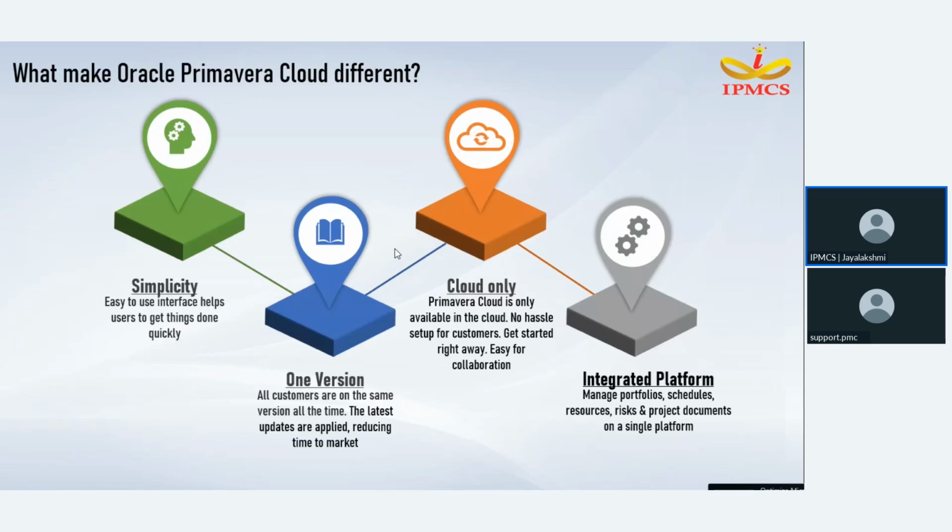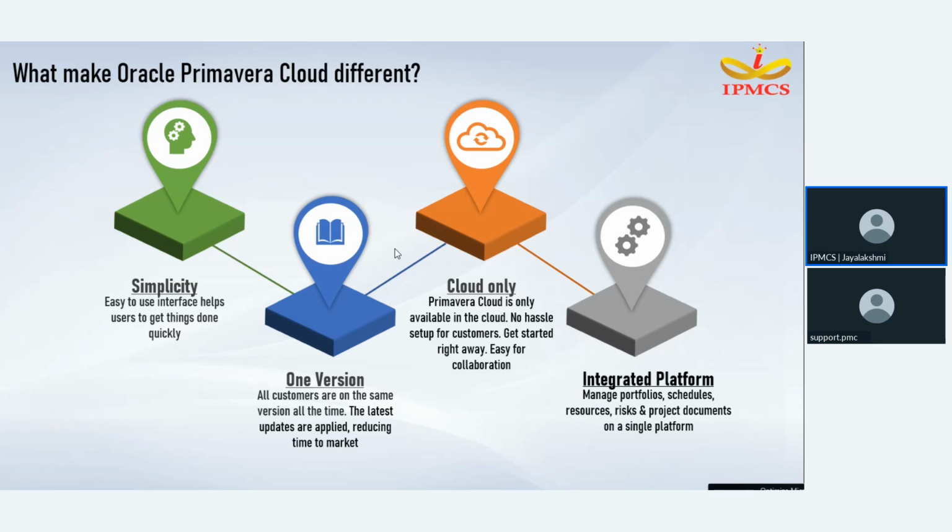Now, what makes Oracle Primavera Cloud different from the other software? First one is its simplicity. As you had already seen, its UI is very simple to handle, even the risk module, and even the schedule module. It is really simple to handle, easy to train and easy to learn also.